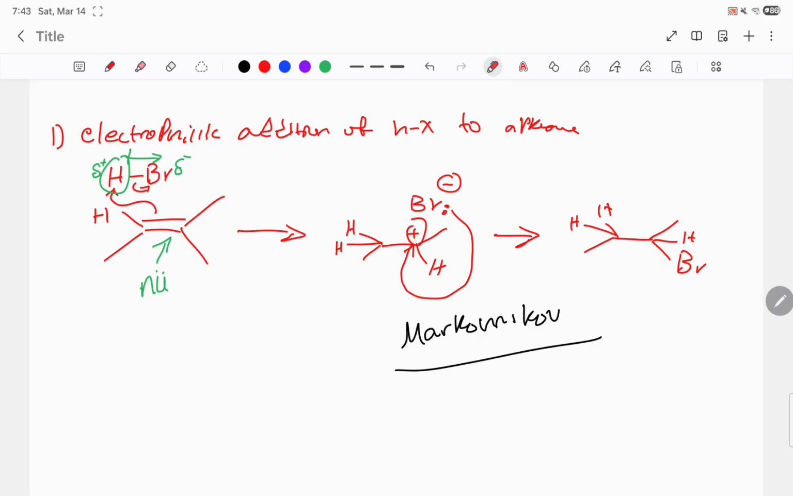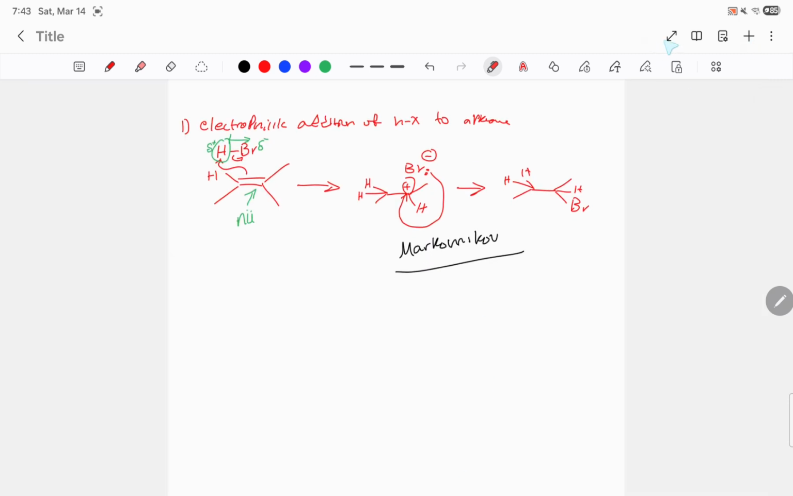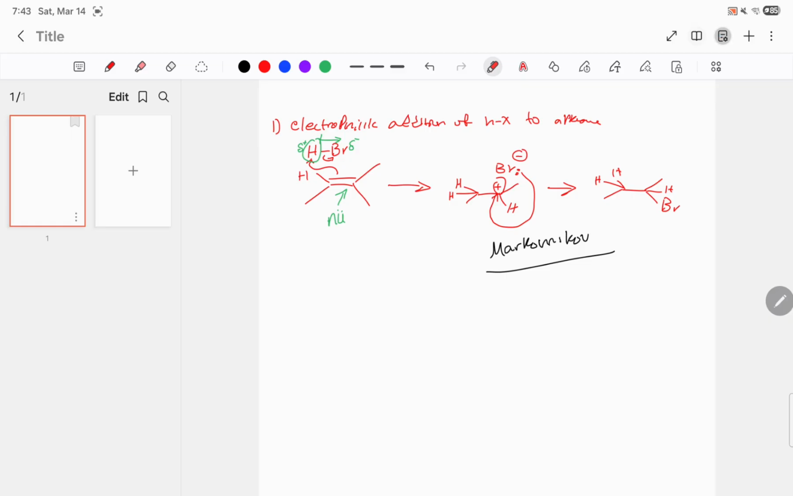Okay, so that is the first reaction we're taking a look at, electrophilic addition of HX to an alkene. And this is an amazing kind of reaction for generating an alkyl halide. Okay, so take a look. We have now generated an alkyl halide from an alkene. All right, so that is important. So I do want to take a step back very quickly and tell you guys all the reactions that an alkene may undergo.